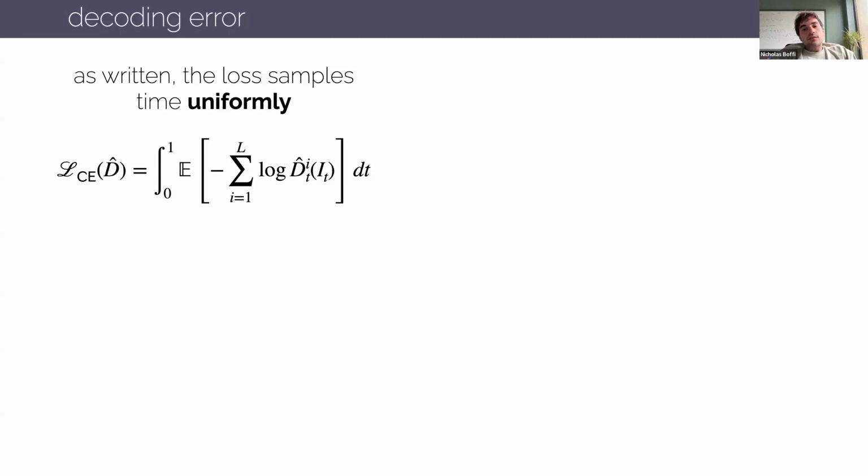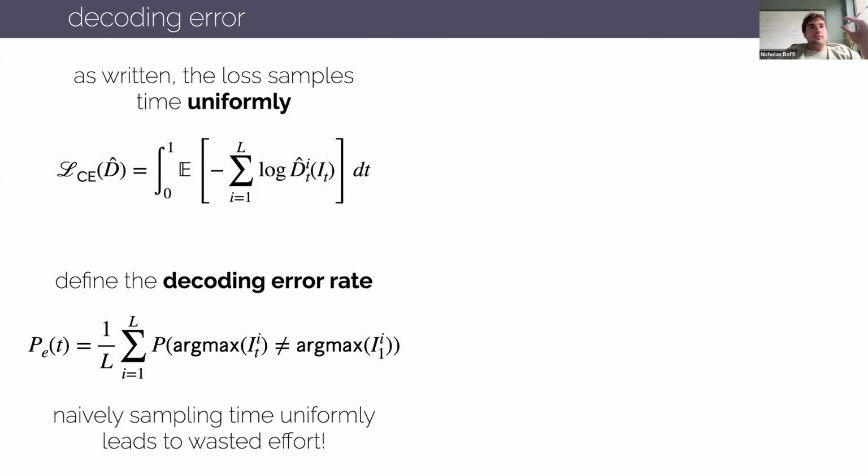So why is this a bad idea? Well, we're going to define a new quantity that we call the decoding error rate. Okay, this is worth pausing on for a minute. This probability here is the probability that the argmax at time t of the interpolant is not equal to the argmax at time 1. In other words, if I'm at a given time t and I round to the nearest vertex, or to the most likely vertex, do I get the right answer or do I get the wrong answer? I'm going to sum that over the whole sequence and average it to understand what is the rate that I'm making errors at time t.